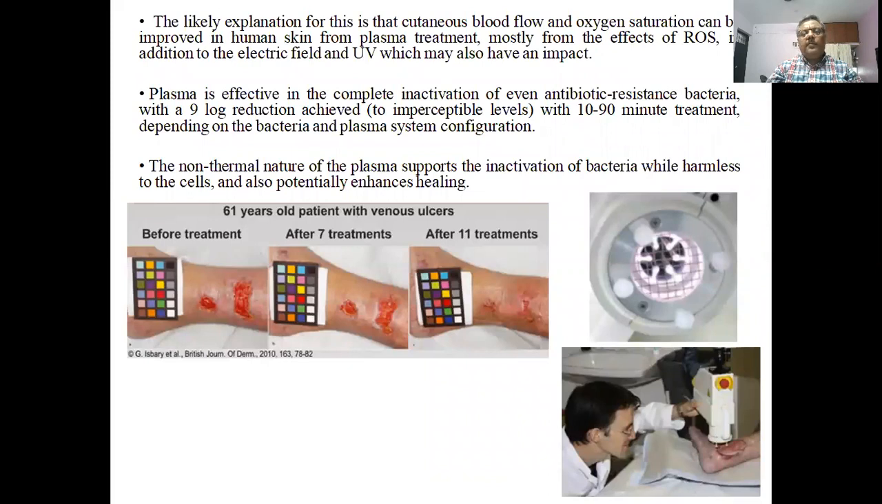The likely explanation for this is that cutaneous blood flow and oxygen saturation can be improved in human skin from plasma treatment, mostly from the effects of ROS in addition to the electric field and UV, which may also have an impact. Plasma is effective in the complete inactivation of even antibiotic resistant bacteria, with a 9 log reduction achieved with 10 to 90-minute treatment depending on the bacteria and plasma system configuration. The non-thermal nature of plasma supports the inactivation of bacteria while being harmless to the cells, and also potentially enhances healing.